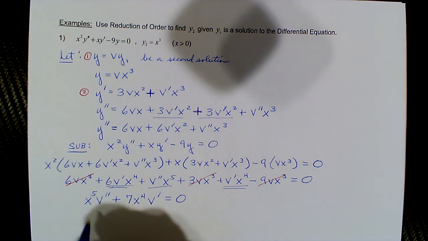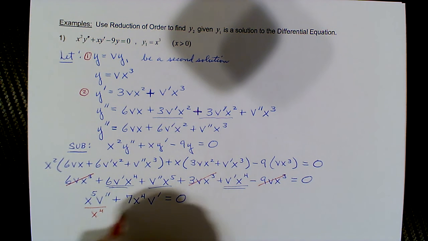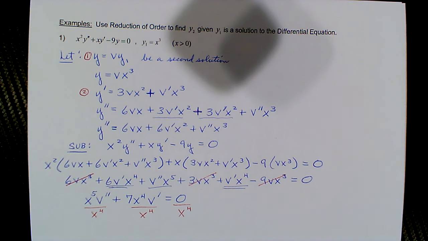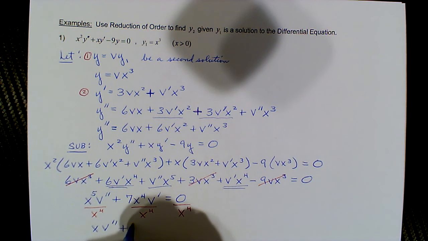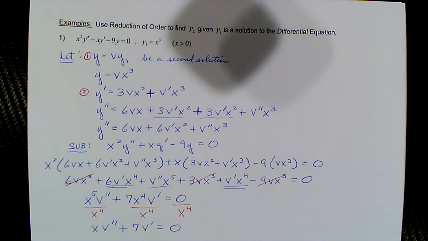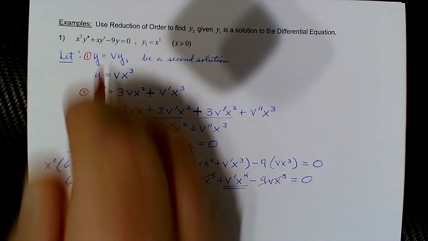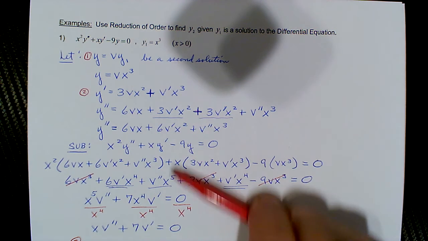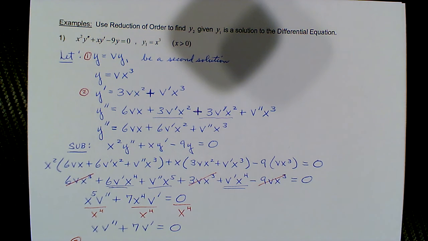And then at that point, I suppose if you wanted to make it simpler, we could divide out x to the fourth, and we just have x v double prime plus 7v prime equaling 0. Okay, so now is the third step. So those should actually flow rather neatly, because all we really did was make a quick substitution, take a couple derivatives, substitute, and do some algebra.